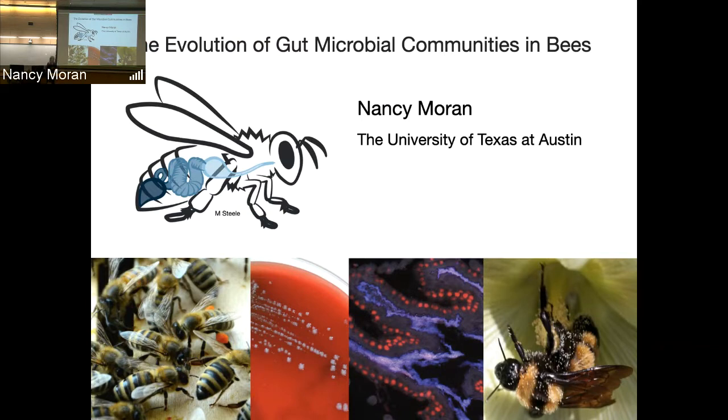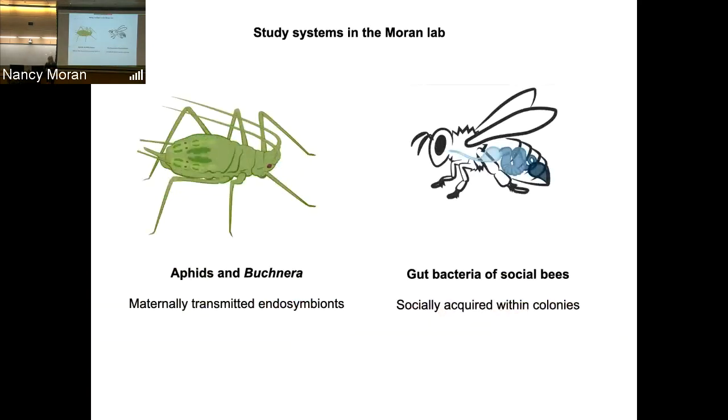I'm going to say a little bit about the other systems I've worked on, but then mostly talk about what happens in bee guts. So the main study systems in the lab, where we actually have the organisms and do lots of experiments with them, are these aphids and their symbionts called Buchnera. Those are the ones I first started working on originally with Paul Baumann. Paul Baumann named Buchnera. And then more recently, but still for more than a decade, we've been working on the gut bacteria in social bees.